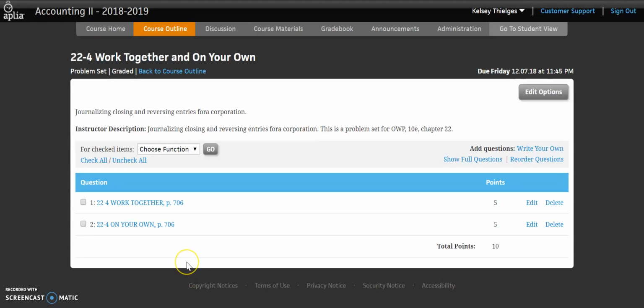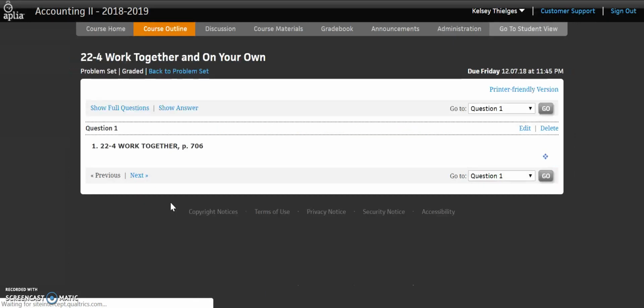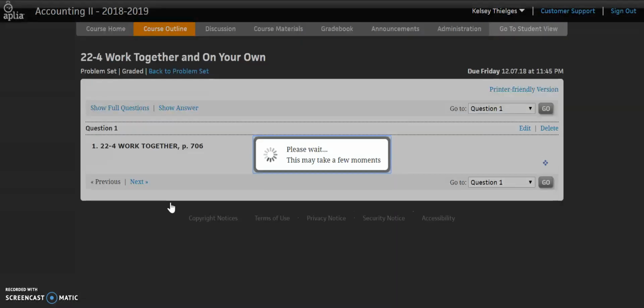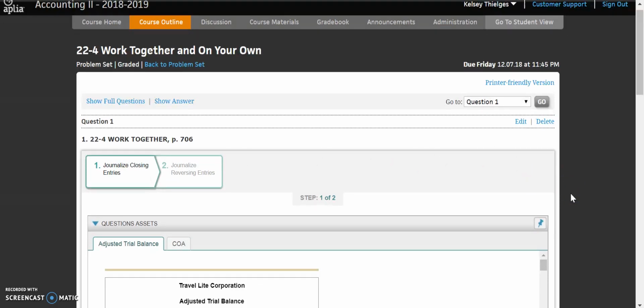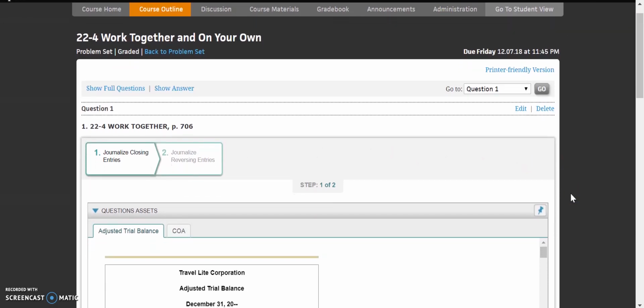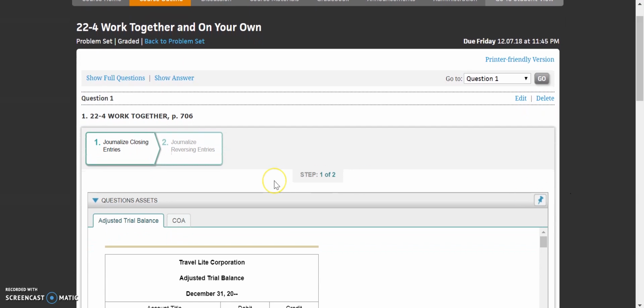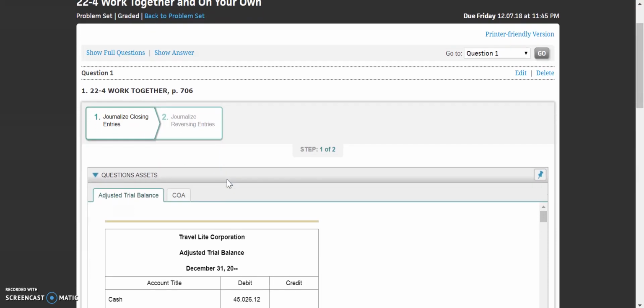Okay, welcome to 22-4 Work Together, which is doing our closing and reversing entries for our corporation. So we are at the very end of our fiscal period and we need to make sure that our accounts are up to date and ready to go for the next fiscal period. So you can see that we have two steps here, doing our closing entries and then also doing our reversing entries. So two steps in this problem.